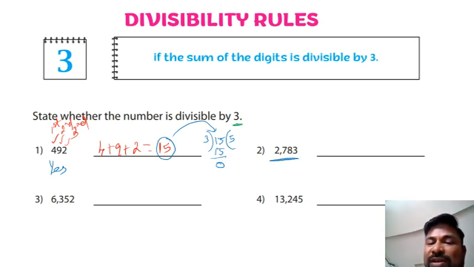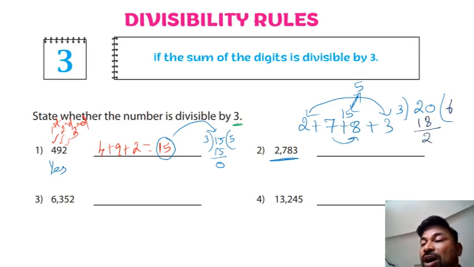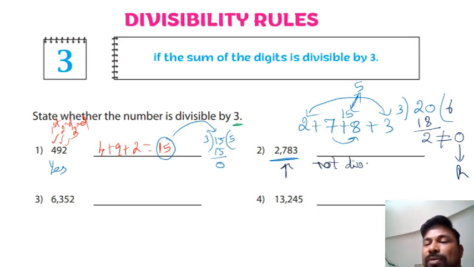So let us take 27983. So 2 plus 7 plus 8 plus 3. Let us add it up. If we add these two, we are getting 5, and if we add these two, we are getting 15. If we add totally, it becomes 20. Now, is that 20 divisible by 3? Is it exactly dividing? 3 sixes are 18 and the remainder is 2. So the remainder is not 0. Therefore, this number, 2793, is not divisible by 3. You have to check it out.